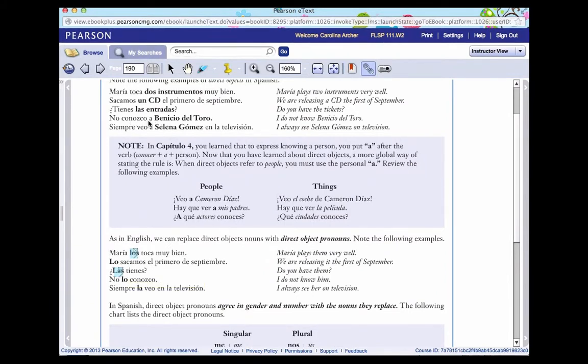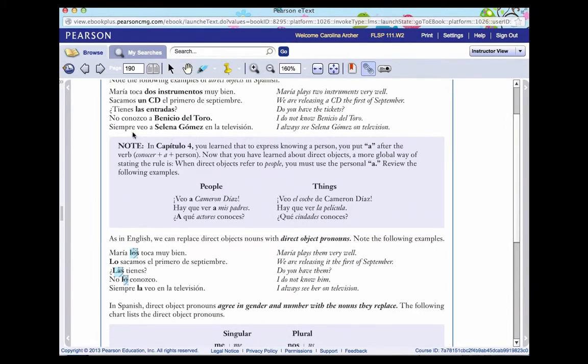No conozco a Benicio del Toro. Remember, with to know, when we are talking about a person, we have to use the personal a, la a persona. No conozco a Benicio del Toro. I don't know Benicio del Toro. I could say I don't know him. So instead of saying him, I'm going to say no lo conozco. Okay? Lo is replacing Benicio del Toro.